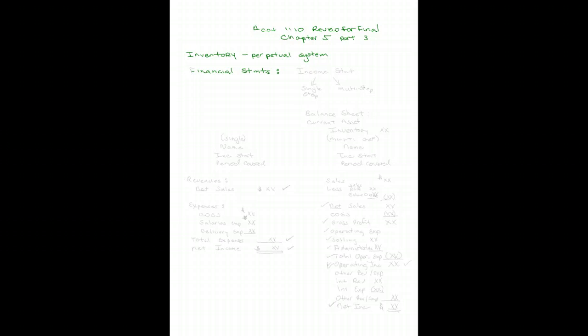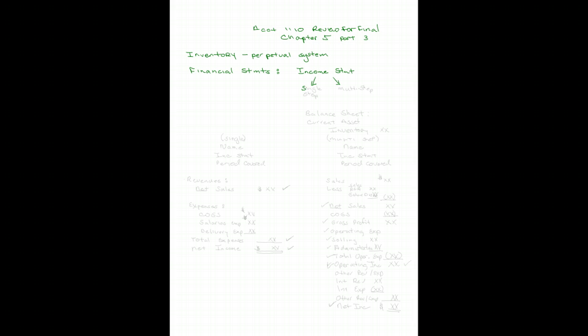Everyone, welcome back. Let's wrap this up on inventory, shall we? Chapter 5, Part 3, review for the final. Doing inventory under a perpetual system. I want to look at how it looks on financial statements. The income statement gets changed more than the balance sheet. An income statement can be done under two methods.